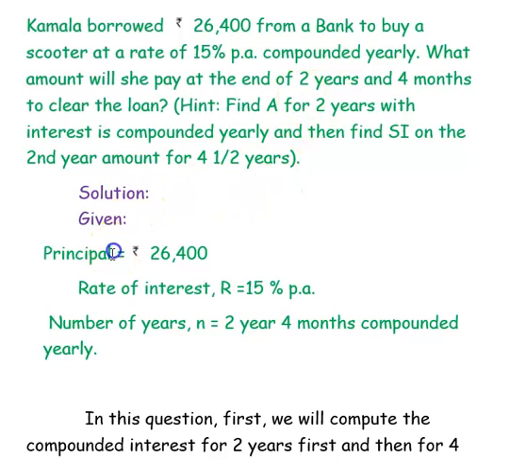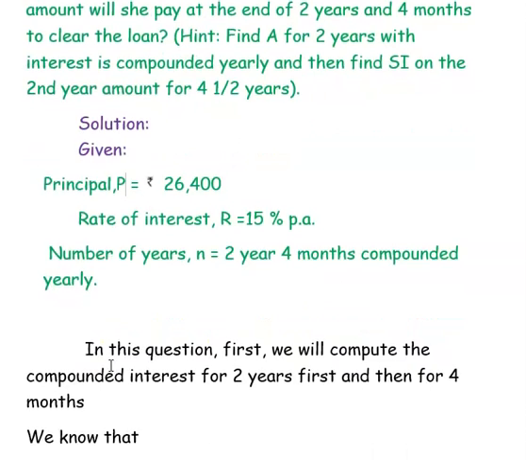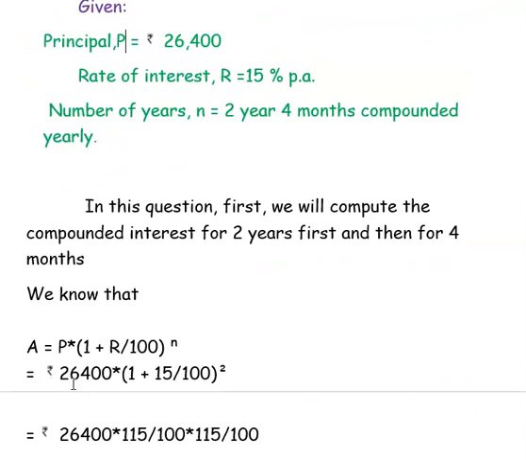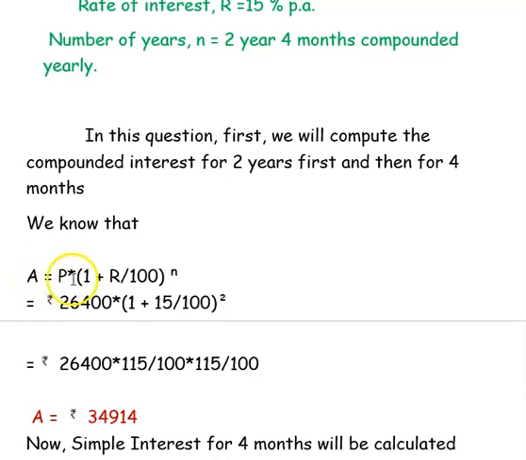Okay, solution. First let's write the given. So it's given principal P equal to 26,400. Then rate of interest R is 15% per annum. And the number of years given is N equal to 2 years, 4 months compounded yearly. Okay, so in the question, it's given first we will compute the compound interest for 2 years and then for 4 months. So now we know that amount equal to P into 1 plus R divided by 100, the whole power N. Since we are going to compound it for 2 years, we can take N as 2 and we are going to substitute whatever is given in the formula.